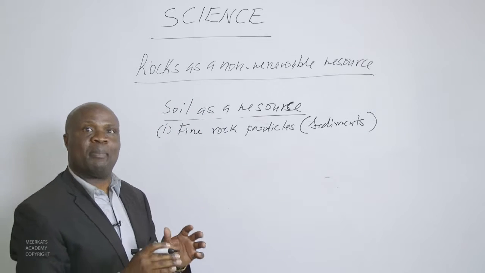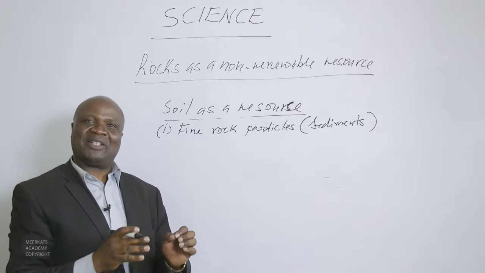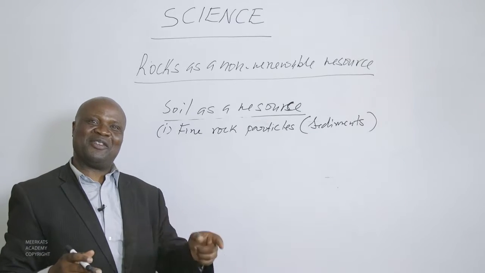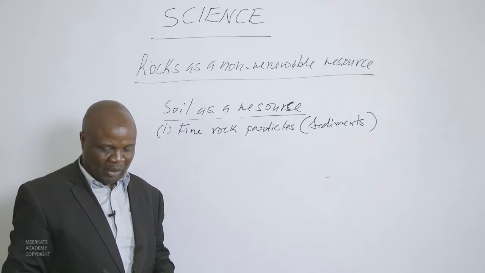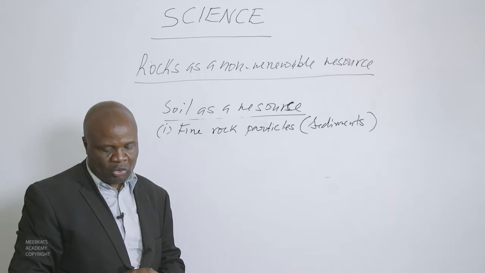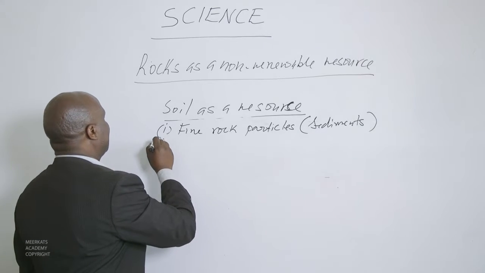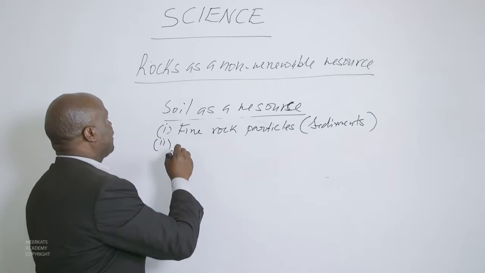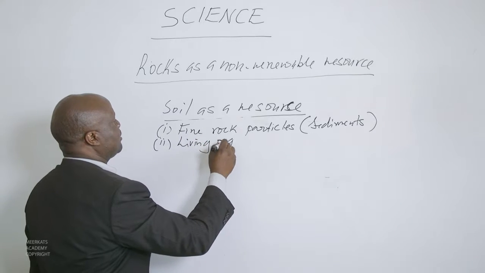So these are the components of soil. We have fine rock particles. We're not talking about particles that are large. If they are too large, they will fail to be called particles and become rocks. Also, we have living organisms. Within soil, we have aeration, meaning there are spaces where there is air. So there are living organisms within soil.